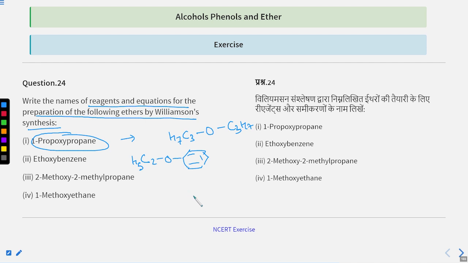2-methoxy-2-methylpropane. Okay, 2-methoxy-2-methylpropane. So suppose we have a propane here. So at 2 position we have methyl group, and at 2 position we have again methoxy group. It is 1-methoxyethane, so that will look like this.